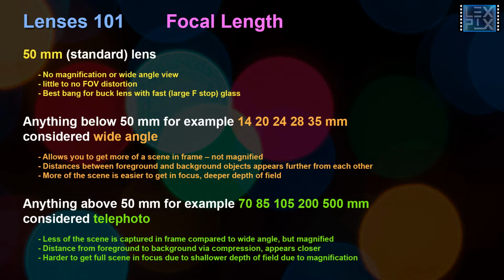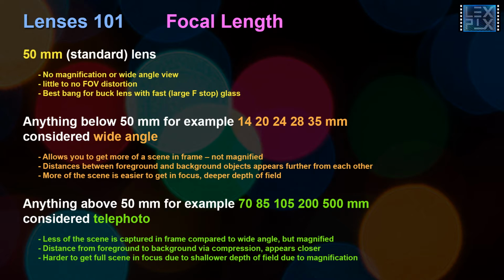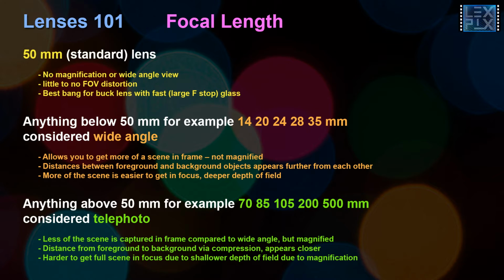Anything below a 50mm, for example a 14, 20, 24, 28, or 35, is considered a wide angle. It allows you to get more of a scene in the frame, which is not magnified. The distances between foreground and background subjects appear further from each other because of the wide-angle lens. And more of the scene is easier to get in focus due to the deeper depth of field. So if you want near to far sharp, go for less than a 50mm focal length.